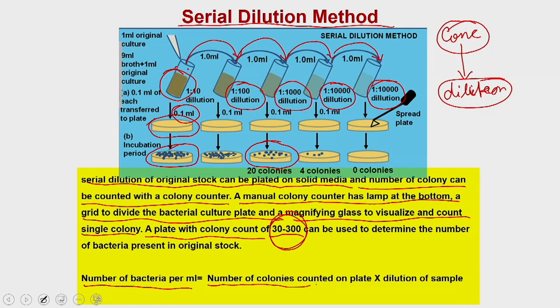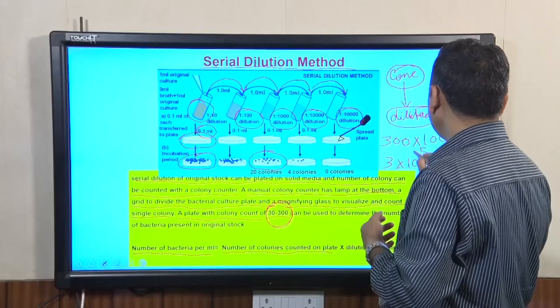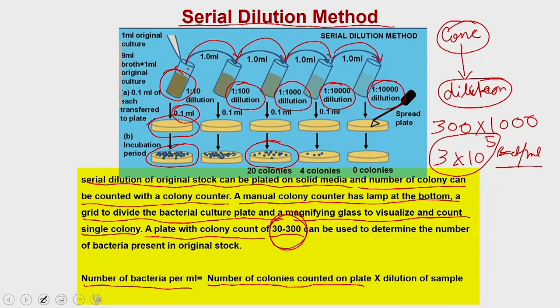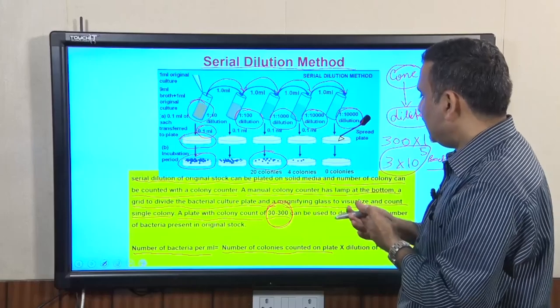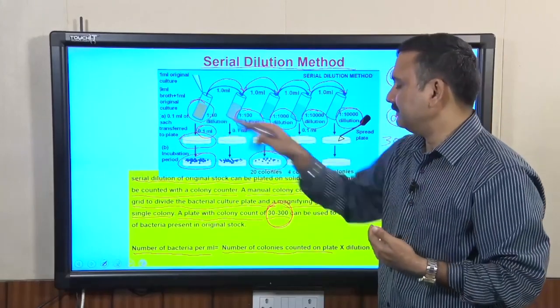The number of colonies you get on this particular plate, for example, if you got 300 colonies, and suppose you made the 1:10,000 dilution, then you just multiply this number by the dilution factor you have made. So this will become 3×10^5 bacteria per ml. Similarly, if you decrease the dilution, this number will go up, and if you increase the dilution, this number will go down. Ultimately, you can calculate the number of bacteria present from one or two dilutions, and that will give you the average number of bacteria present in the solution you started from in the beginning.